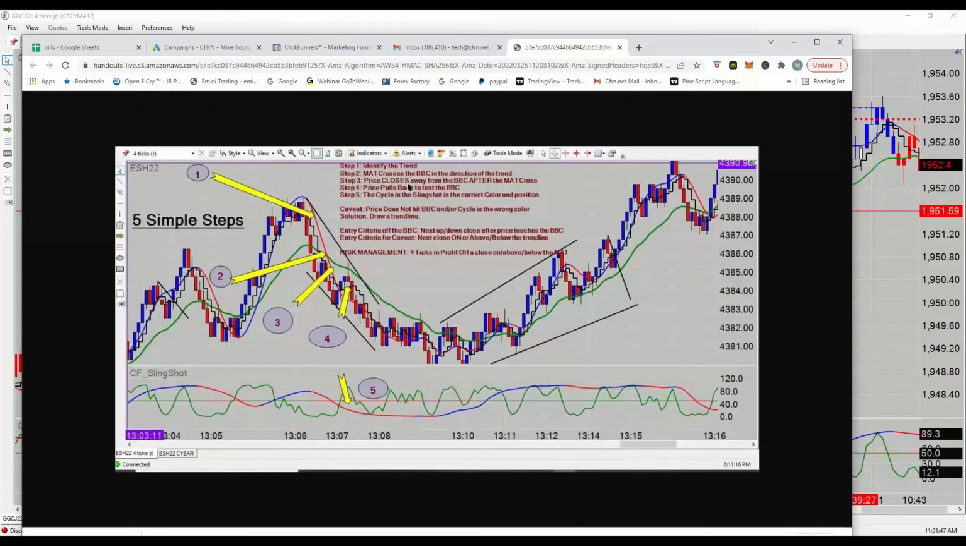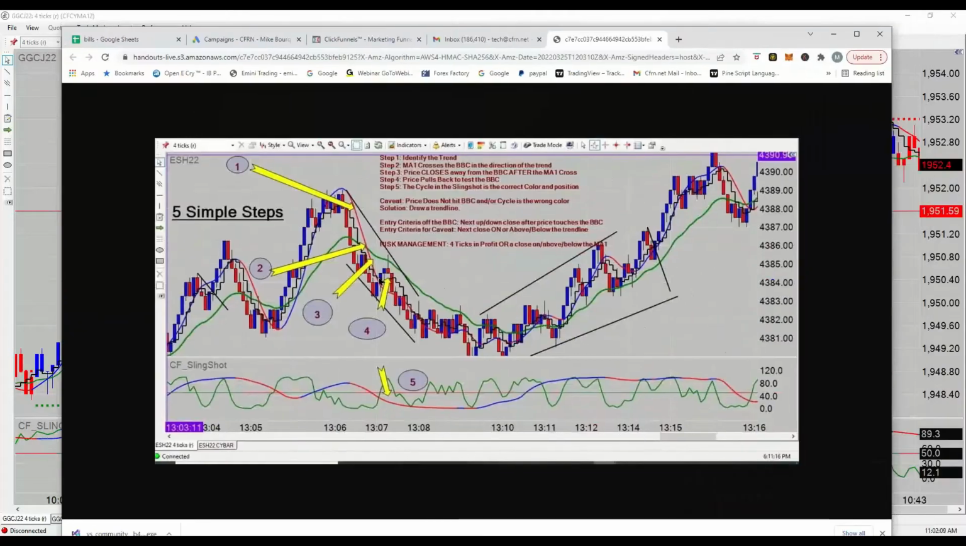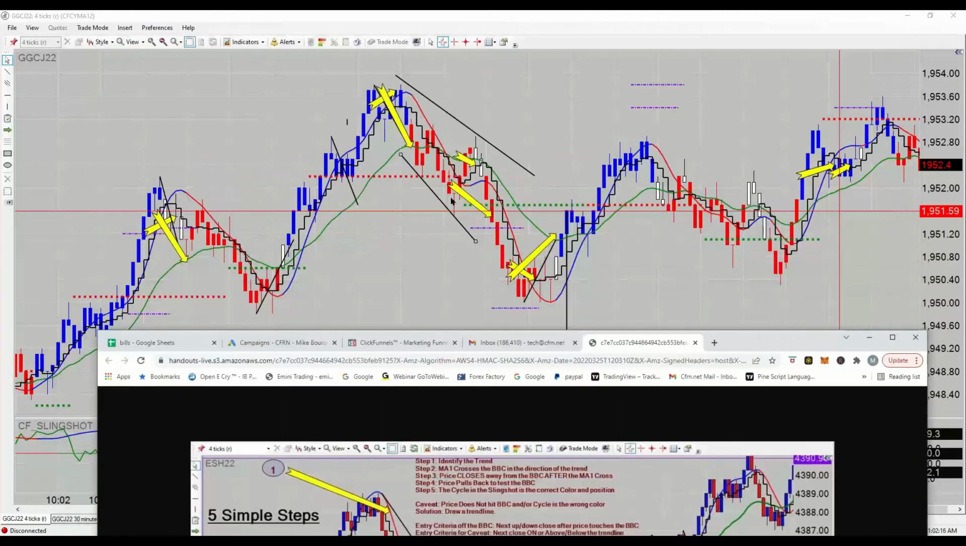Step number 3, price closes away from the BBC after the cross. You can see it in the picture right here, step number 3 points to this blank space. But here in real life, it was right here, this blank space. After the cross, you have a bar that is closed, that is pulled away from the BBC. Okay. Step number 4, price pulls back up and touches the BBC like it did right here. Okay. And right here, price pulled back up and touched the BBC like it did right here.